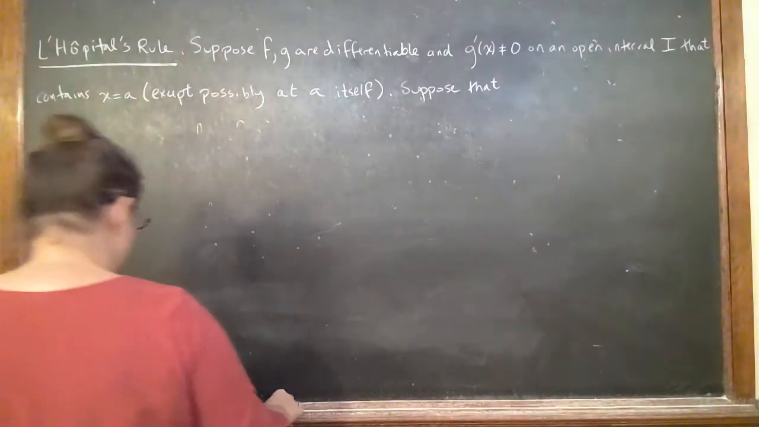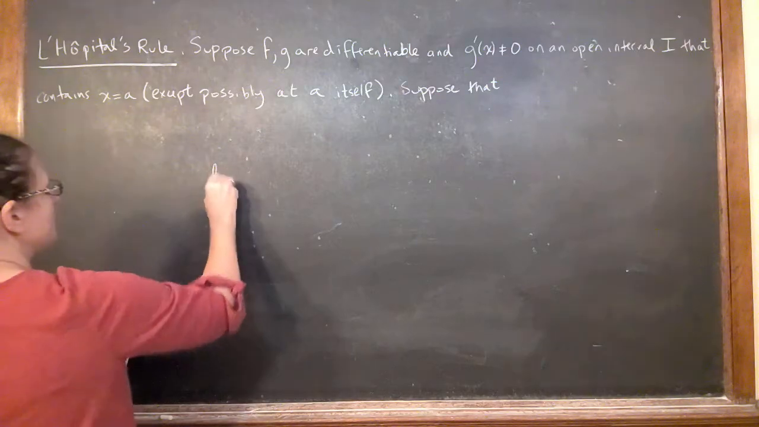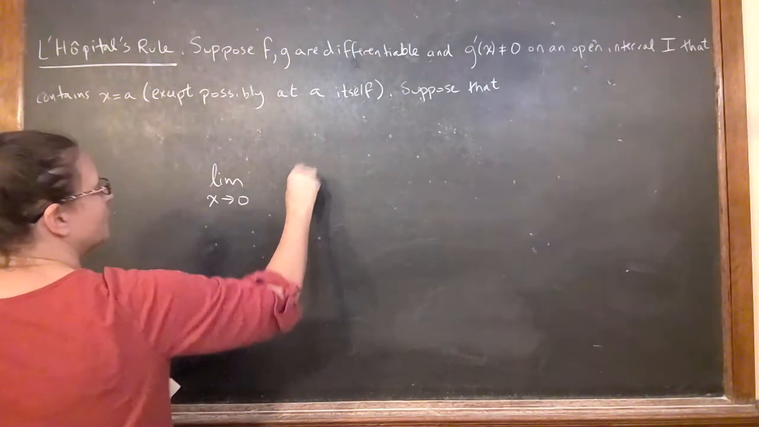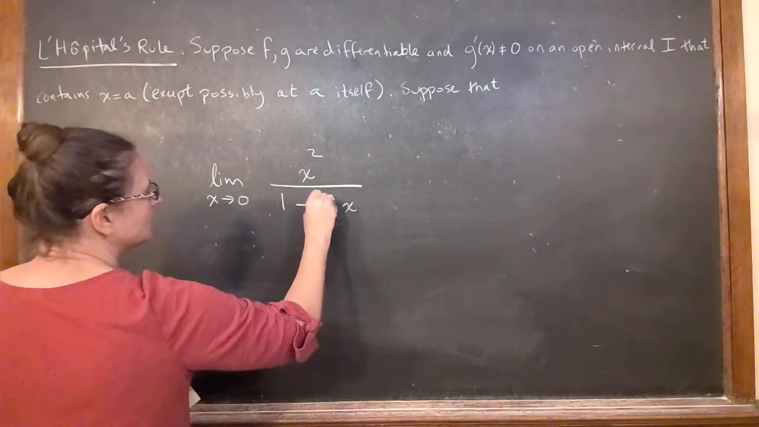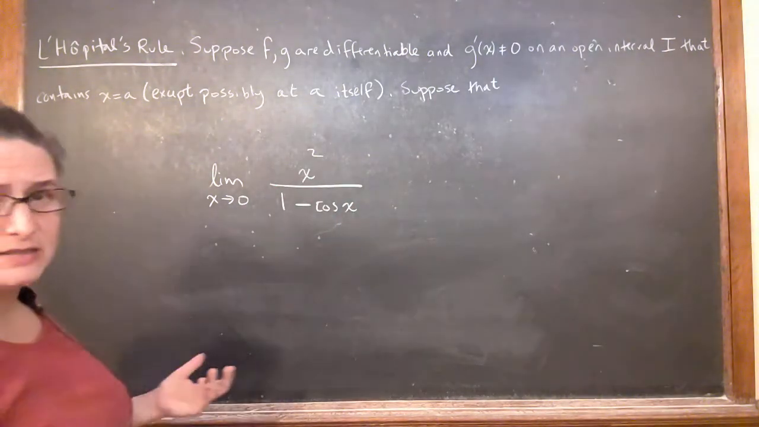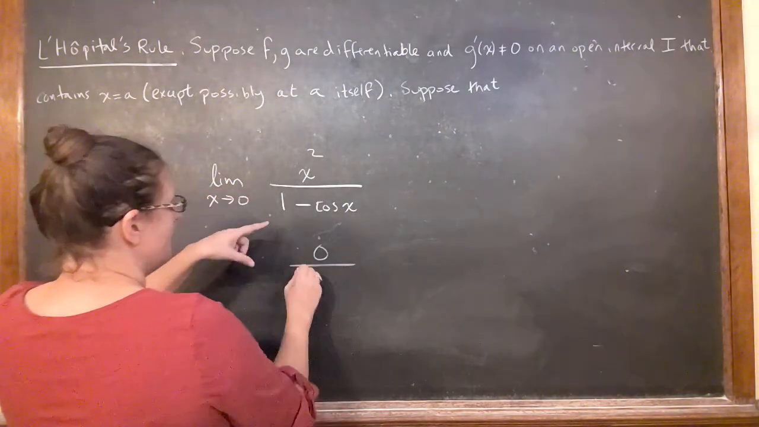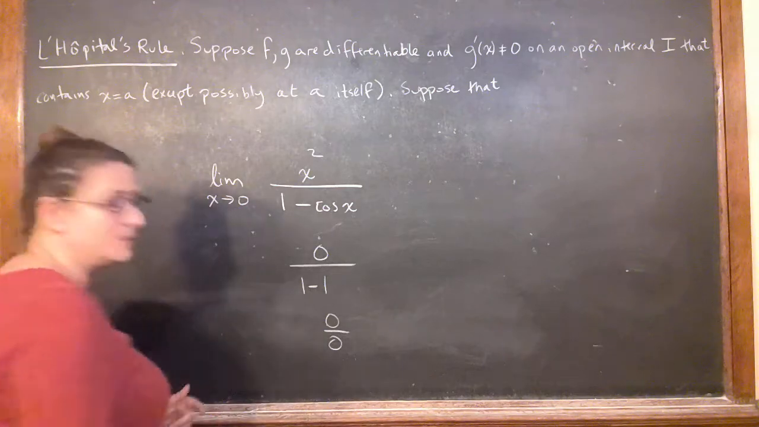My first example. Limit as x goes to 0 of x squared over 1 minus cosine x. So here's my limit. If I put in the 0, obviously I have 0 in the top and 1 minus 1 in the bottom. So this is of the form 0 over 0.